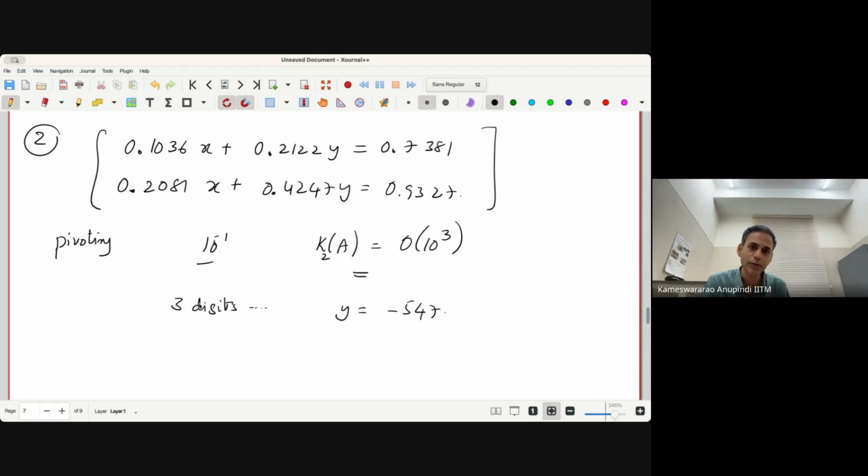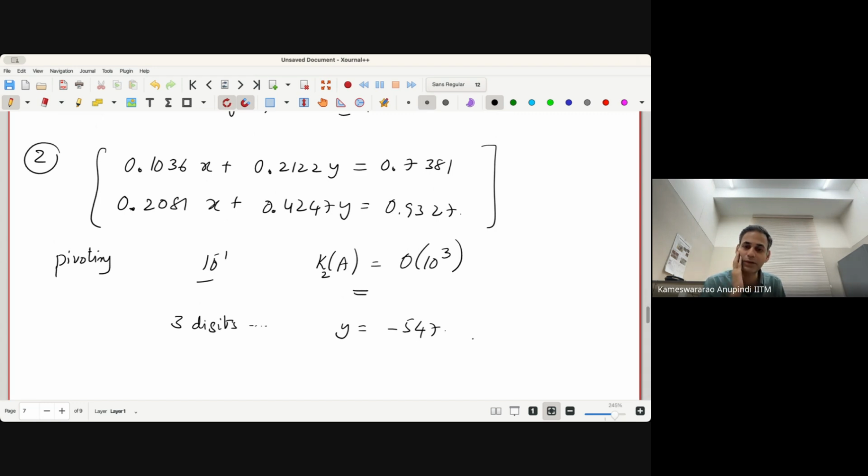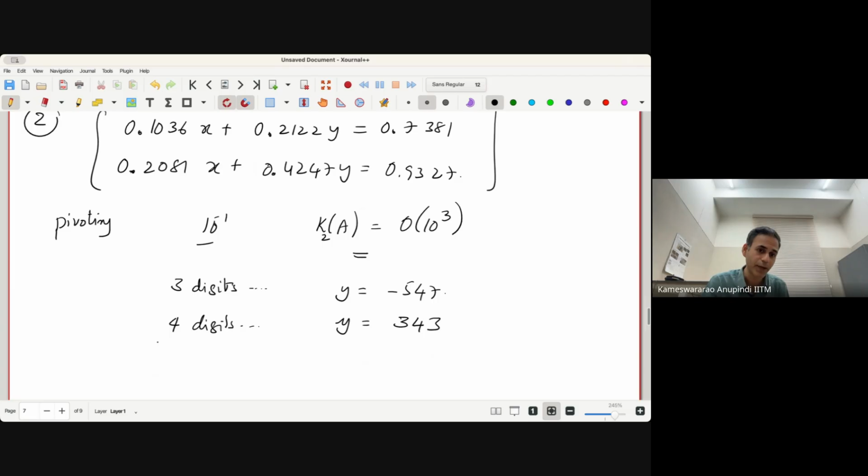Now, if you have done the calculation with 3 significant digits, your y value is minus 547. We think it is correct and go back and use it, but it turns out it doesn't satisfy these equations. If you go back and redo the entire calculation of Ax equal to B with 4 digits, that's going to give you a y value equal to 343. This is completely different compared to minus 547. We are switching from minus 500 to 340 with just one more digit. And if you do it with 10 digits, the y value comes out to be close to 346. This is not too bad compared to 4 digits, but it is still somewhat different.